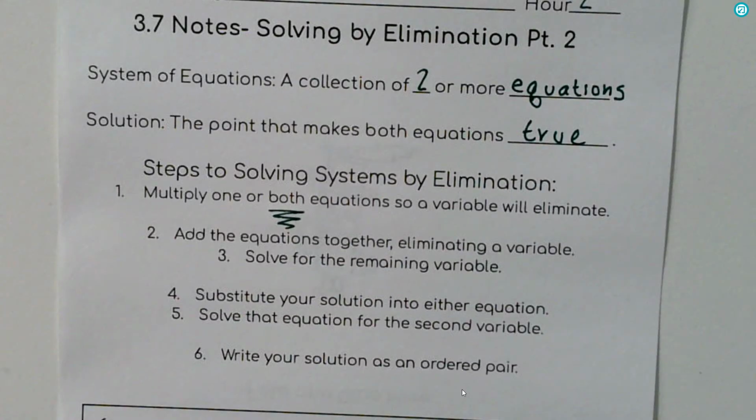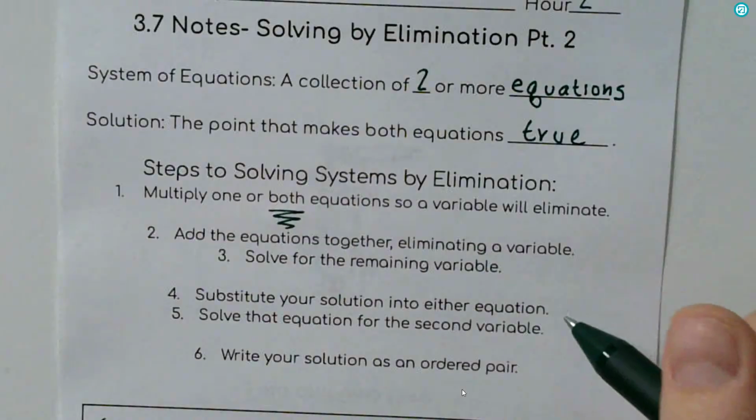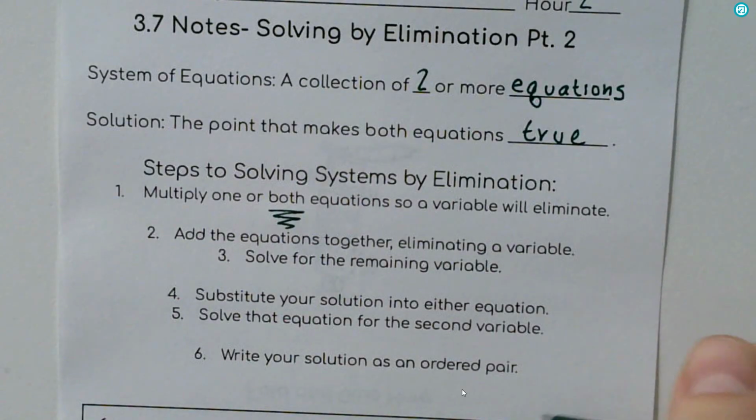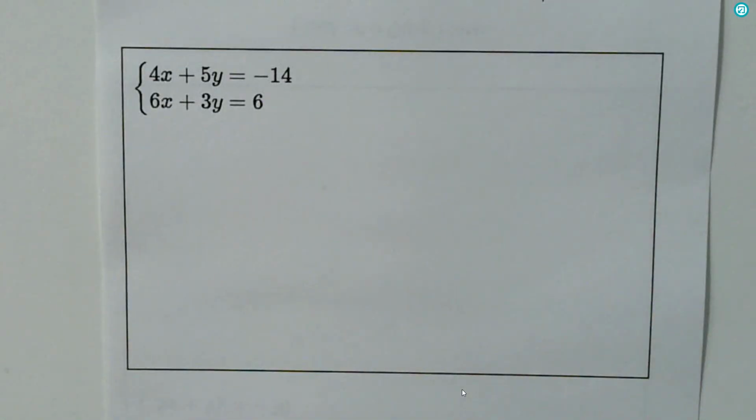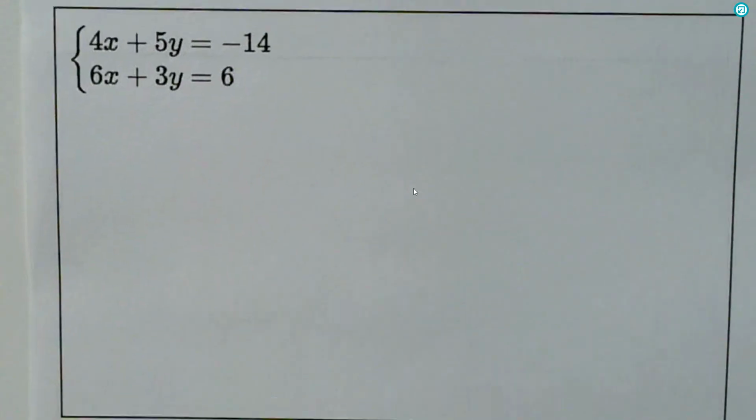Then, once you get it so that a variable will cancel out, you are going to add your equations together, eliminating a variable, solve for the remaining variable, and you'll plug that in, solve for the other one. Steps 4, 5, and 6 are the same for everything, substitution and elimination. It's just the beginning that's different. All right, first problem here. We've got 4x plus 5y equals negative 14, and 6x plus 3y equals 6.